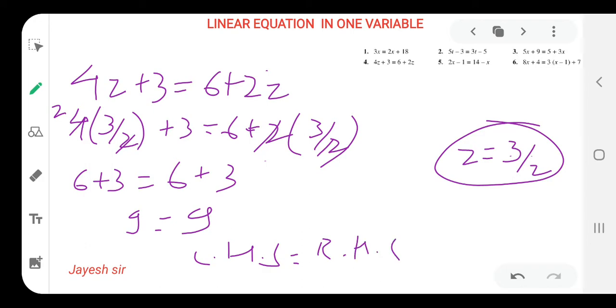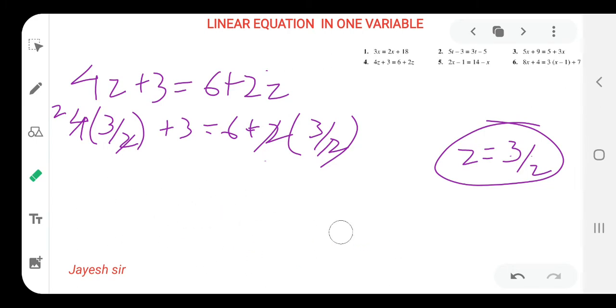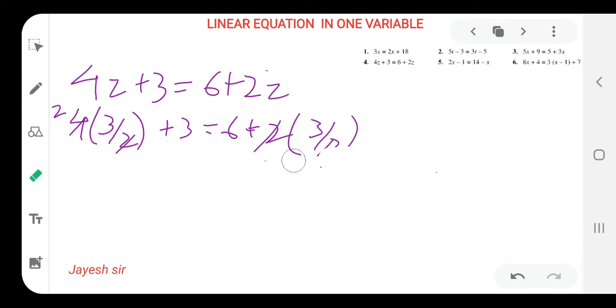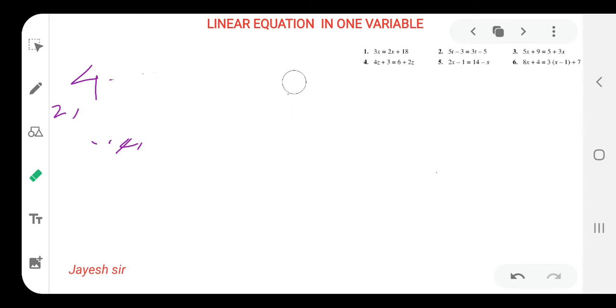From this we can say, friends. So let's begin with the next sum for the day. If you understood and cleared your concept over here, pause the video and try to solve the remaining sums on your own, friends. So let's solve the fifth sum. What is the fifth sum for the day?